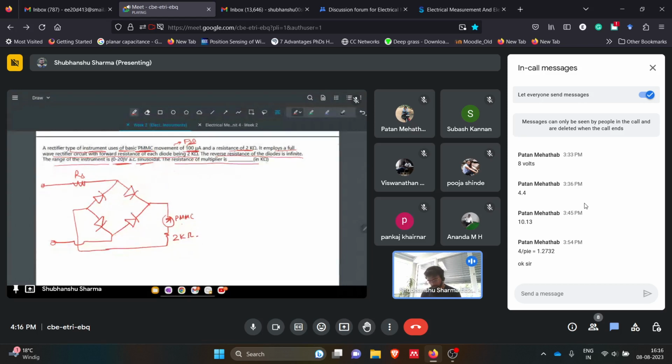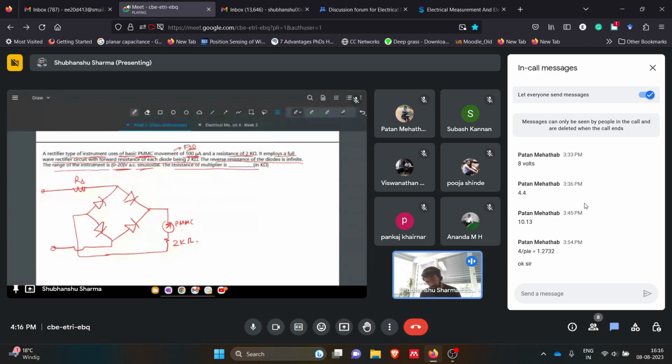Now we have to tell what the multiplier resistance will be if we give a 0 to 20 volt AC sinusoidal. One thing to keep in mind: if nothing is mentioned in the question, then it is the RMS value. So just try to solve.